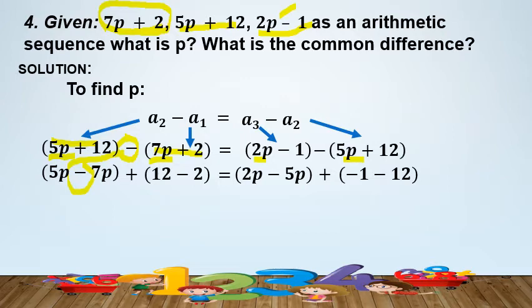Bakit naman dito naging subtraction or naging negative ang sign ng 12? Ganito kasi yun. Positive 12 times negative 1, we have negative 12.